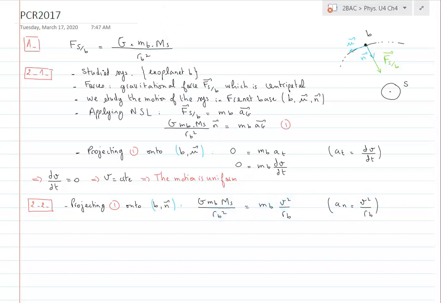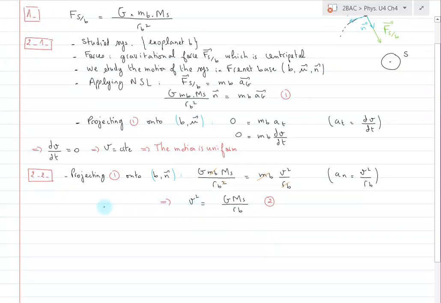So we are going to simplify m_B with m_B and this square with r_B, and the result is v squared is equal to G m_S over r_B. We are going to name this equation 2, and we are going to return to it later.